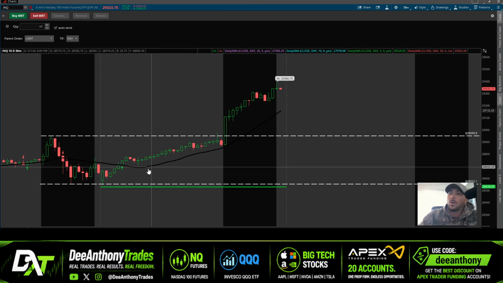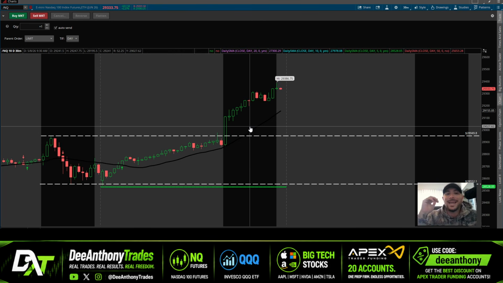Okay. We're a long ways away from the previous day low. We're much closer to opening up towards this previous day high. And we're above the daily 5. So that tells me I should be long. What you're looking for is a break and retest over previous day high. You are looking for a break and retest below previous day low.